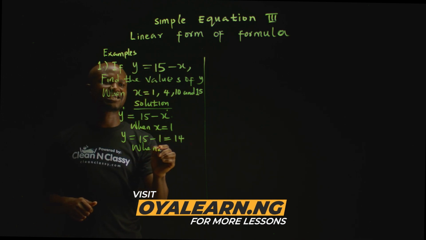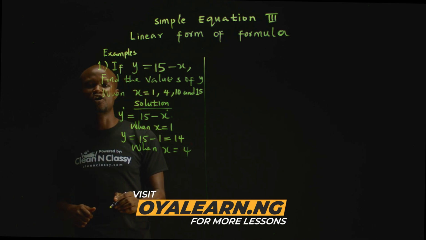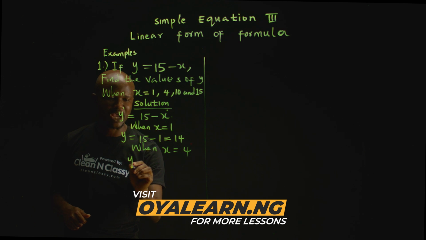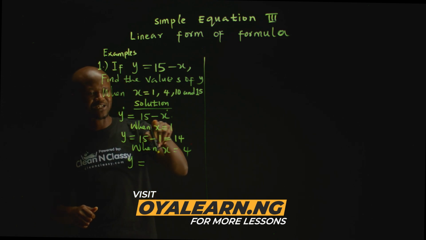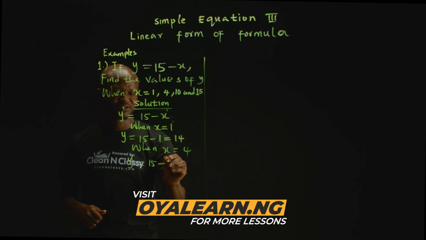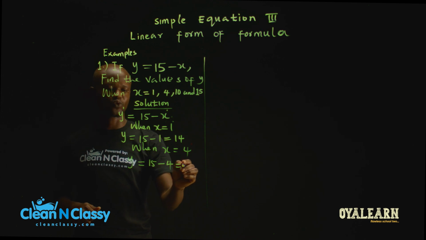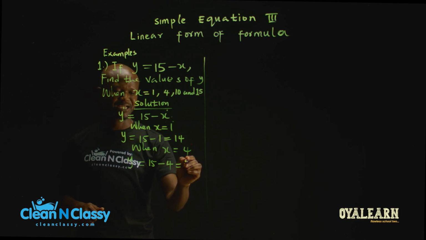When x equals 4, what will be the value of y? y will be equal to what? We still go back to the formula. Anywhere we see x, we put 4. So we have 15 minus 4 equals what? That will give us 11.